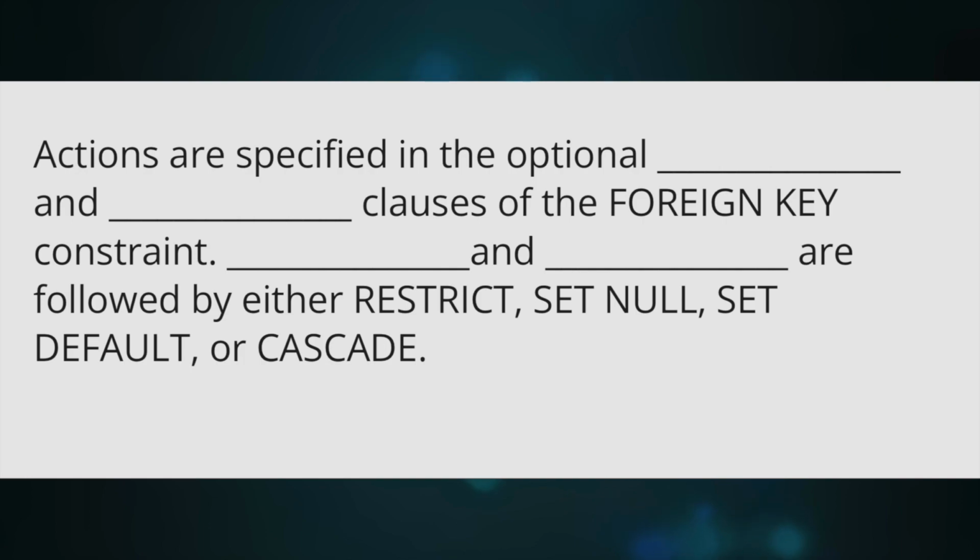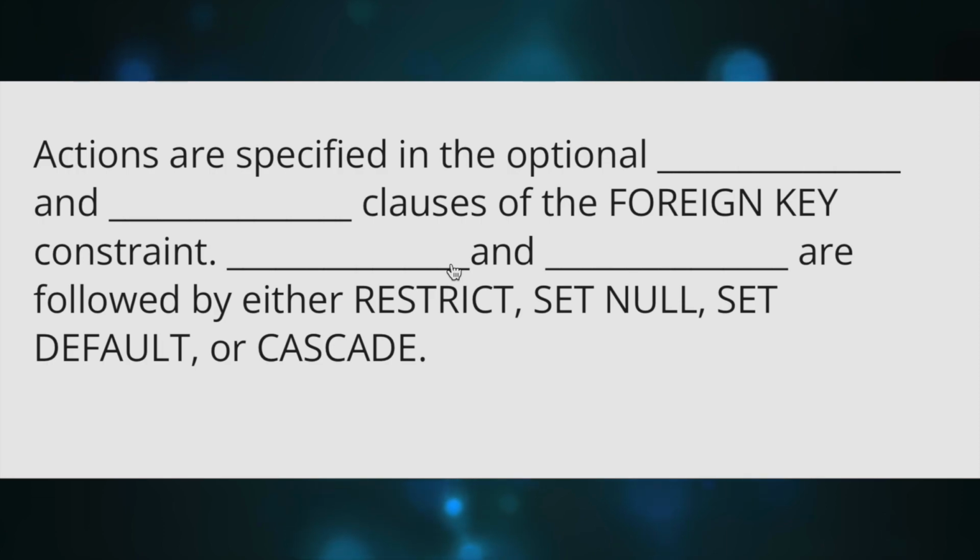And let's go to the definition. On update and on delete. So actions are specified in the optional on update and on delete clauses of the foreign key constraint. And remember, a constraint is stopping things from happening. So the foreign key has rules and regulations. So when you're trying to update or delete, the on update and on delete clauses of the foreign key constraint are followed by either restrict, set null.